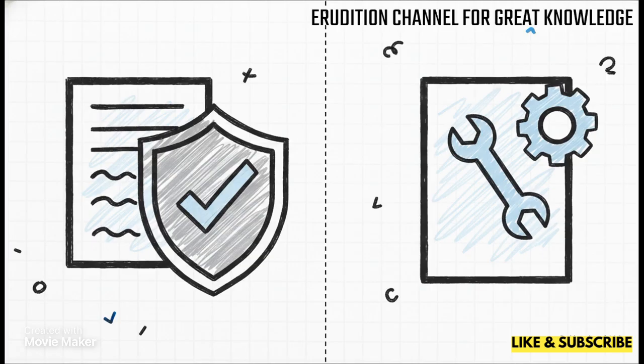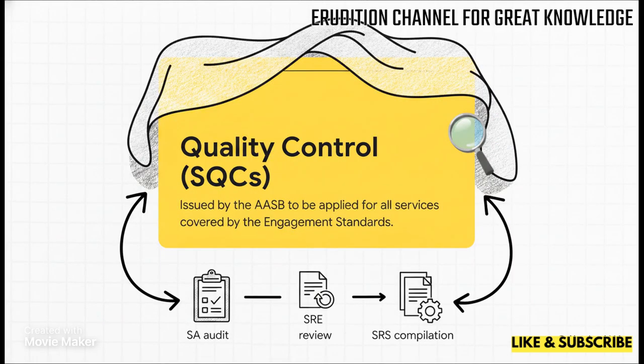And finally, we have SRS, Standards on Related Services. These are for engagements involving the application of agreed-upon procedures, compilation engagements, and things like that. Now, sitting parallel to those 4 engagement standards are the SQCs, Standards on Quality Control. These are also issued under the Council's authority. Think of SQCs as a giant blanket of quality control applied across all the engagement services we just discussed.